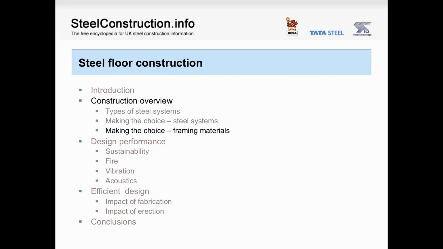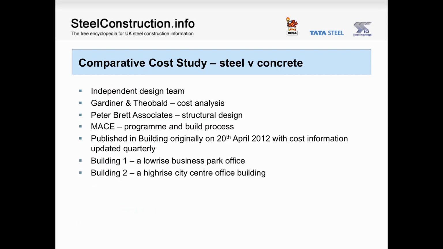Having reviewed the different types of system, we'll briefly review steel's cost competitiveness. This comparative cost study was developed by an independent team from Gardner and Theobald, Peter Brett Associates and Mace, and originally published in Building on the 20th of April 2012. The cost information is updated quarterly to keep the study current.